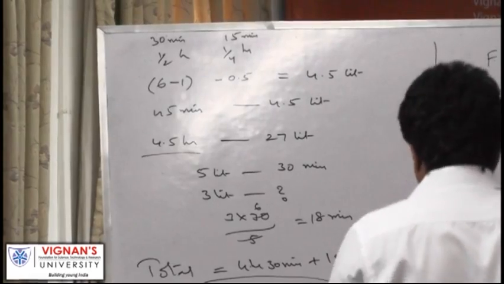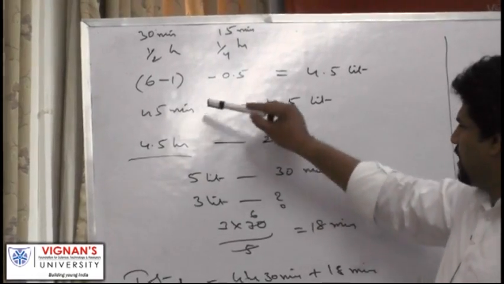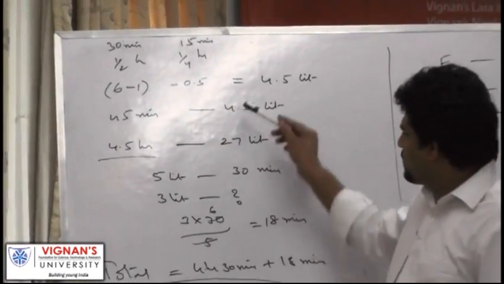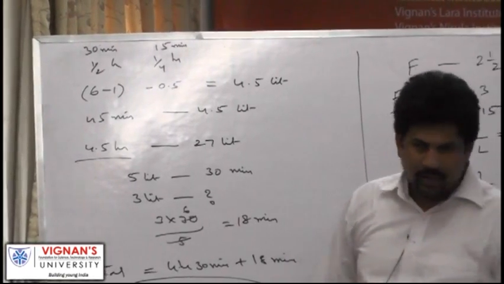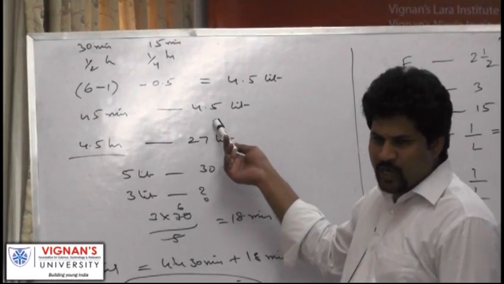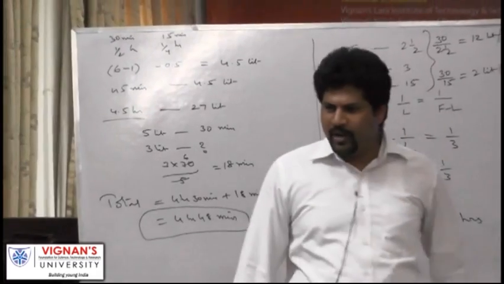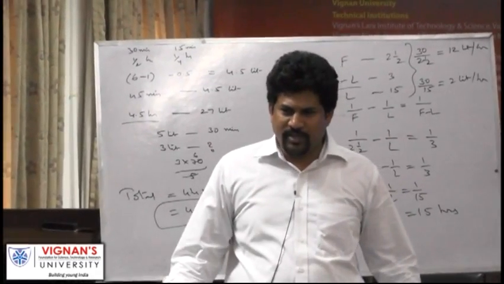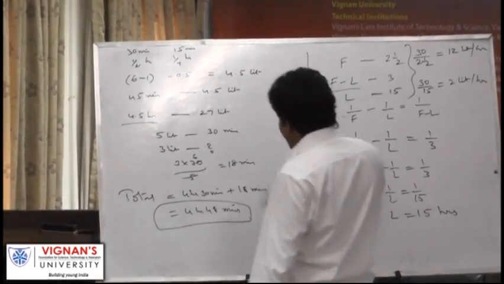Now 45 minutes, 4.5 liters. I am considering 6 such cycles, because if I take 7, the tank is overfilled. Are you getting my point? If I take 7, 7 4s are 28, 7 halves are 3.5. 28 plus 3.5, 31.5 liters will be filled. We don't require 7 cycles. So I am going for 6 cycles. 6 cycles will give me 27 liters.